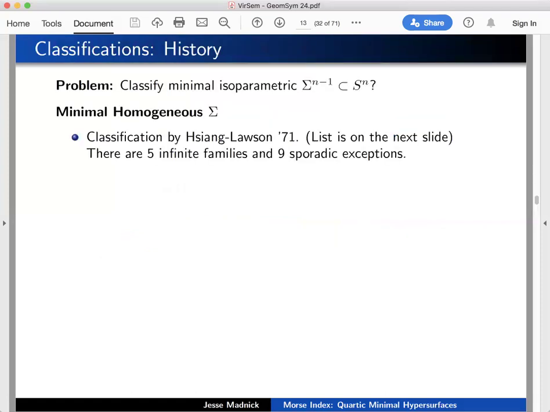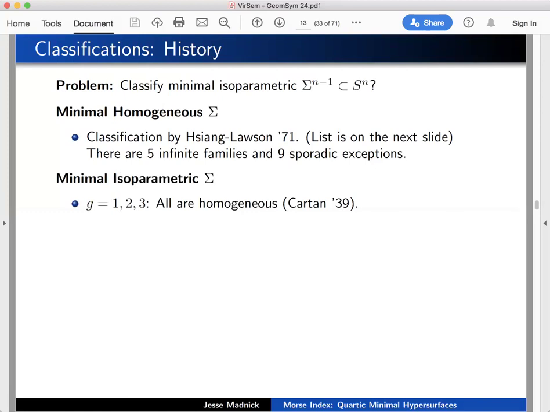Okay, so a problem that's received a lot of attention over the decades is this. Can you classify the minimal isoparametric hypersurfaces in spheres? This has been a question that's received a lot of attention from a lot of people over the years. Right, so among the minimal isoparametric hypersurfaces are the minimal homogeneous ones. These were classified by Xiang and Lawson. I'll show the list on the next slide. And it turns out that there are 5 infinite families and 9 sporadic exceptions.